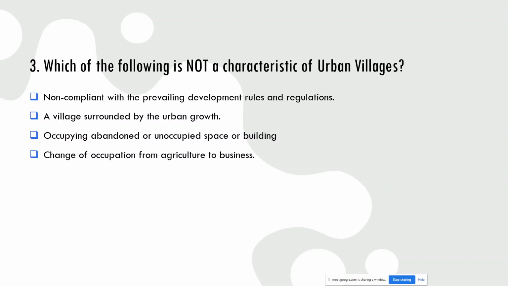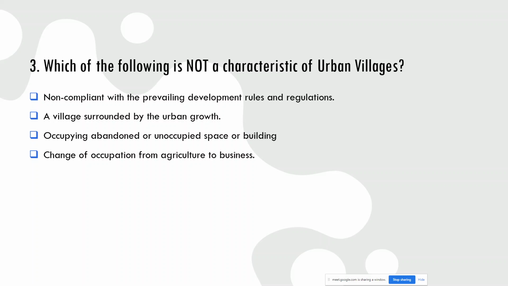So let us go to the third question now. The third question is: which of the following is not a characteristic of urban villages? There are four options, so we'll look at each and every one. The first option is: non-compliant with the prevailing development rules and regulations.